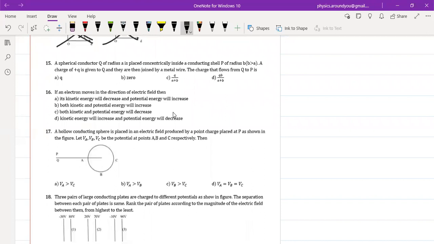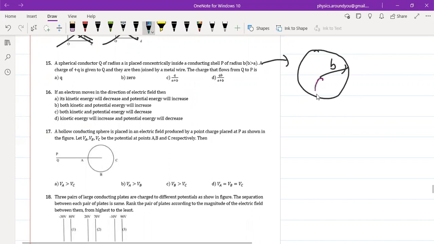Now going to the 15th one. The 15th one is actually a demonstration performed by Faraday 300 years ago. There's a conducting shell of radius B. Inside it, I place one shell of radius A. Both are conductors, and this has a charge of Q on it. Then I connect them with the help of a wire. I can either connect them with a wire, or I can simply make them touch each other. That is not at all an issue, right?